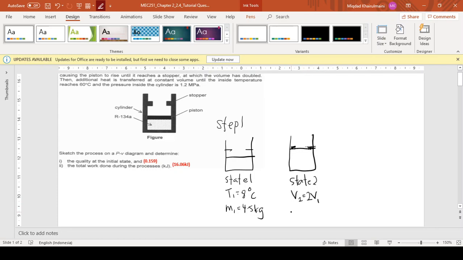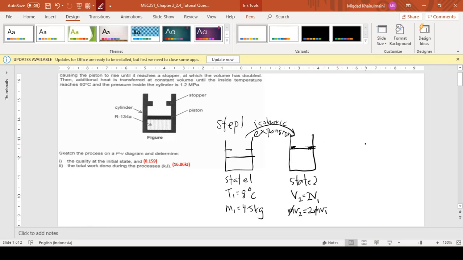Or we can write it in terms of specific volume also, since we know that volume equals mass multiplied with specific volume. Since it is a closed system, the mass is constant, so we can cancel the mass, and we can see here that the specific volume at state 2 is twice the specific volume at state 1. So the first process, we can write it down, isobaric and expansion.